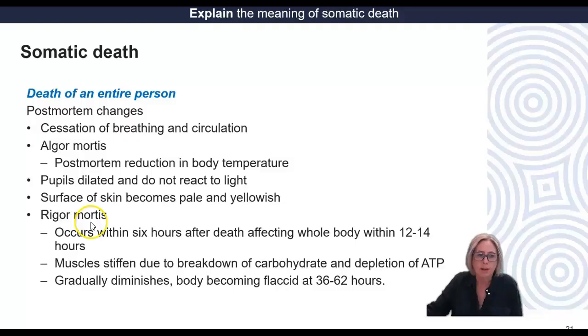Rigor mortis, the stiffness of death, occurs within 6 hours after death, and it affects the whole body within 12 to 14 hours. And the muscles do stiffen due to the breakdown of carbohydrate and obviously depletion of ATP. And this gradually then diminishes and the body then becomes flaccid somewhere between 36 and 62 hours after death.